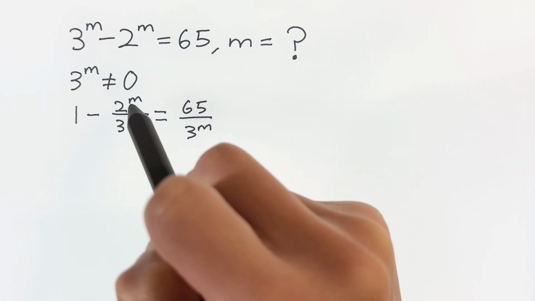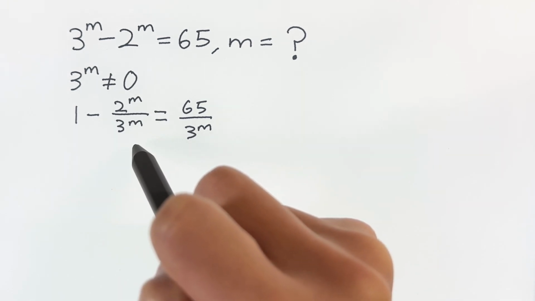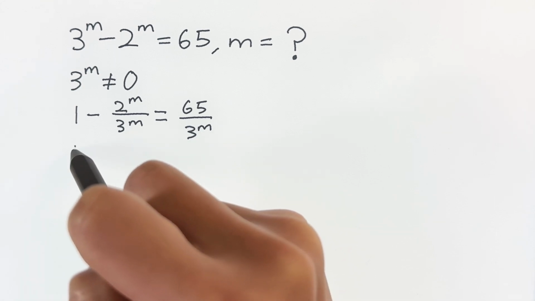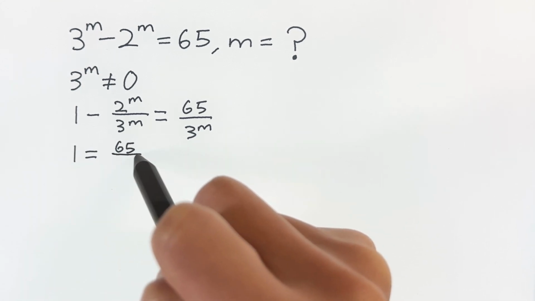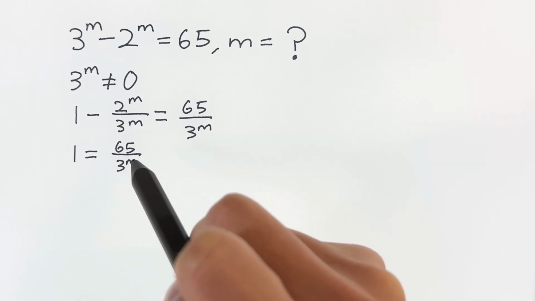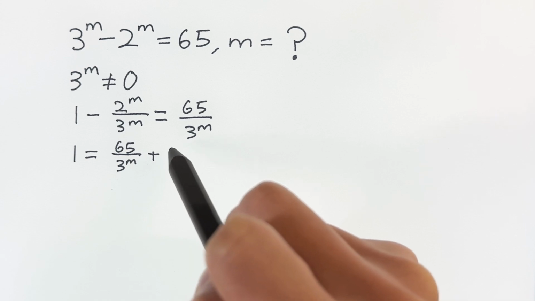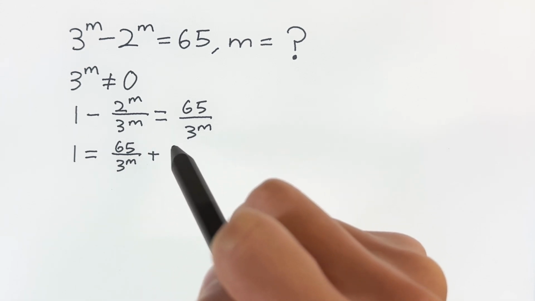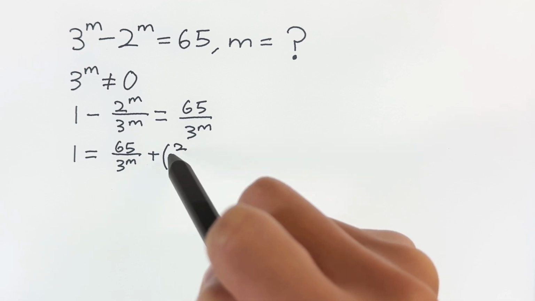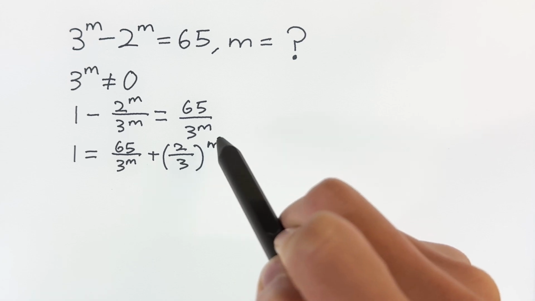We can then move 2 to the power of m divided by 3 to the power of m to the right side. So you'll have 1 equals 65 over 3 to the power of m plus, we can simplify this because 2 to the power of m divided by 3 to the power of m is equal to 2 divided by 3, to the power of m.